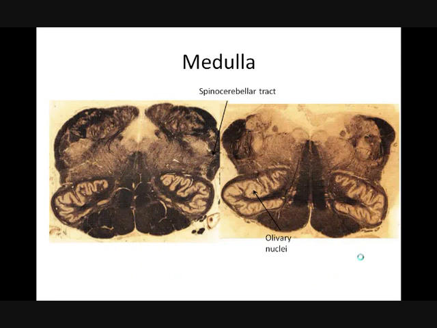Moving on now to the internal features of the medulla. The important thing about the internal features is we need to consider once again the tectum, the tegmentum, and the ventral part. The ventral part of the medulla, in both the lower medulla and the upper medulla, is formed by the medullary pyramids.